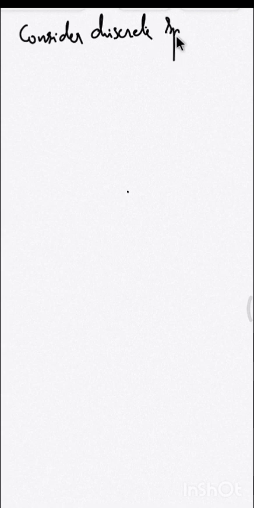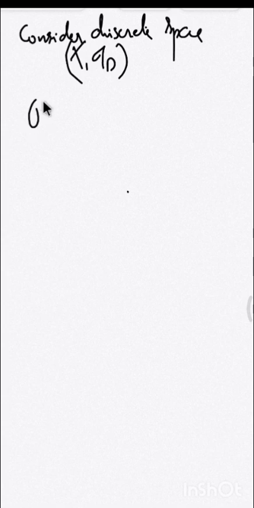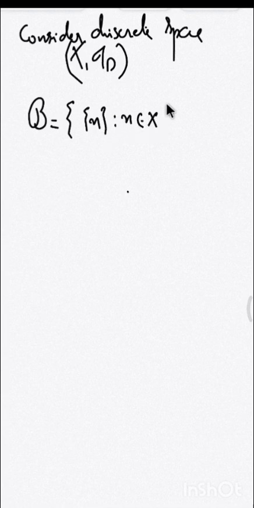Now, let's see a basic example of a base. Consider a discrete space X with the discrete topology 2^X. I consider the collection of all singletons {x}, x varying over X. I am going to prove that this collection script B is a base for the discrete topology.